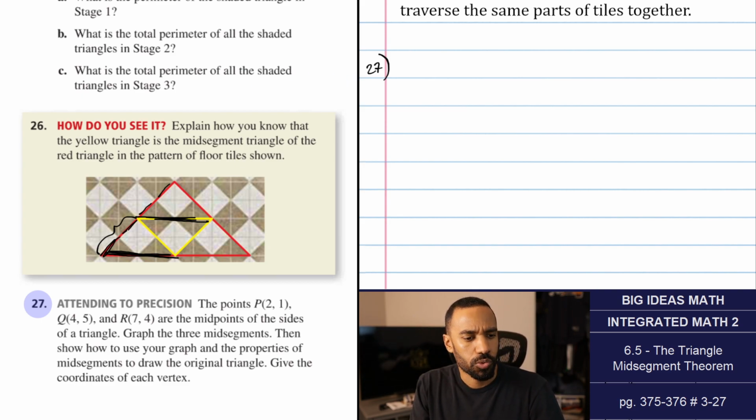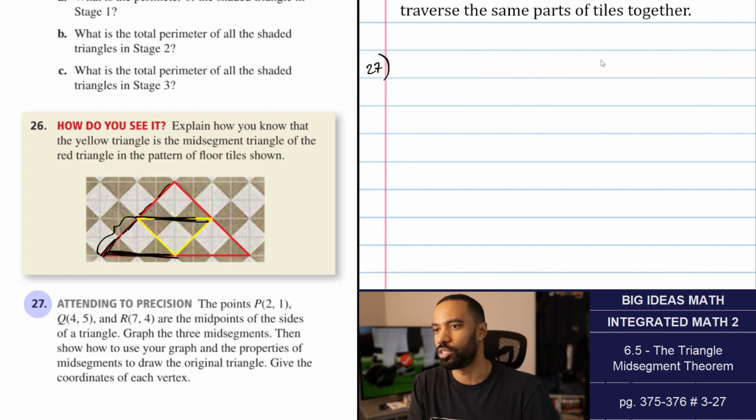All right, last one. Attending to precision. The points (2, 1), (4, 5), and (7, 4) are the midpoints of the sides of a triangle. Graph the 3 midsegments, then show how to use your graph and the properties of midsegments to draw the original triangle. Give the coordinates of each vertex.